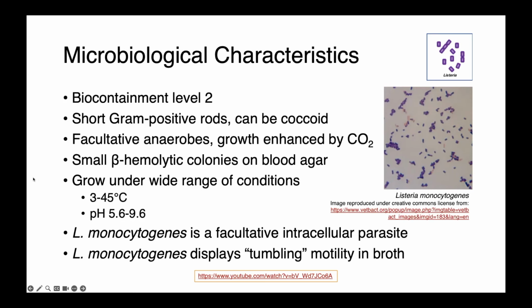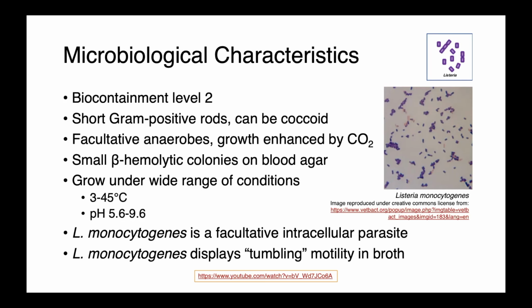Like many of the organisms we've talked about so far in class, Listeria monocytogenes is biocontainment level 2. These bacteria are described as short gram-positive rods and can sometimes even be coccoid, as you can see in this gram stain on the right. These are facultative anaerobes, so they can grow under anaerobic conditions. And in the laboratory, their growth is enhanced by CO2, so they're capnophilic.